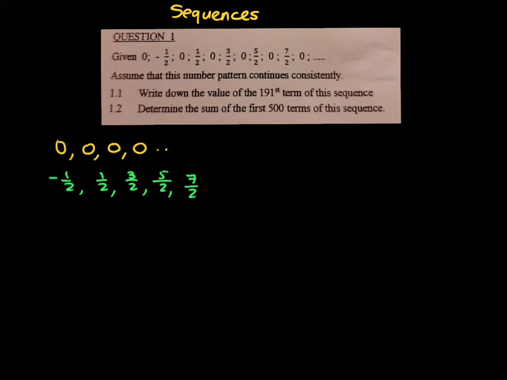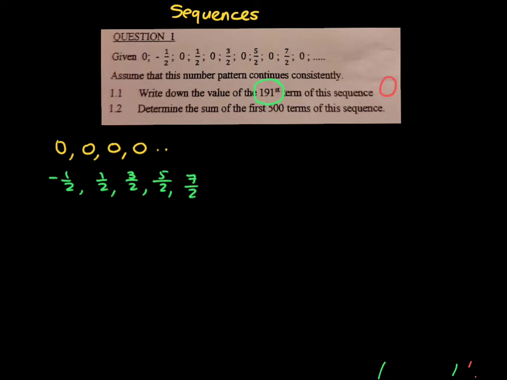So the first question asks, write down the value of the 191st term. 191 is an odd number, so the value for that is actually 0, because in the odd numbers sequence, all the values are 0. So the answer is 0.